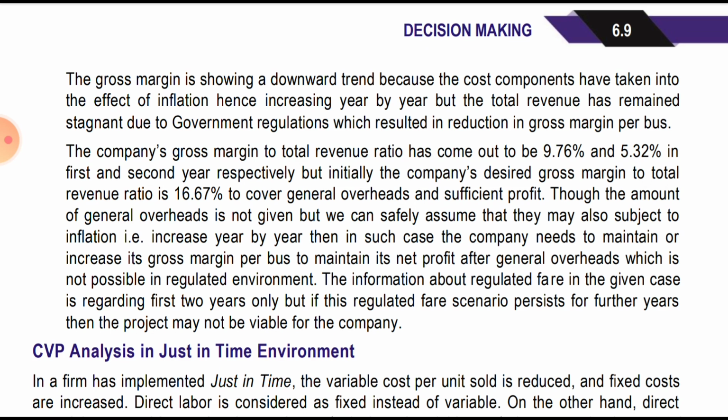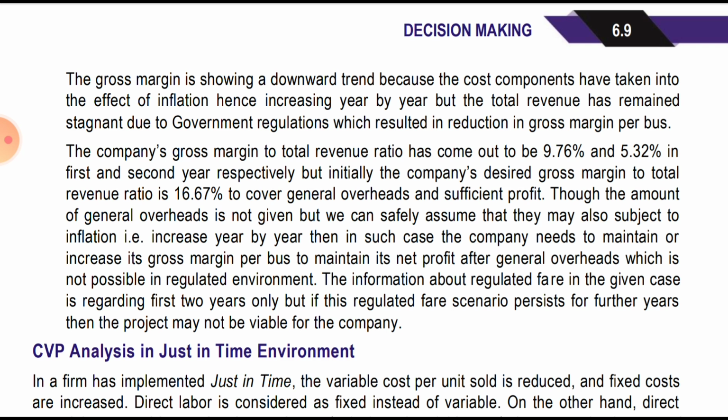The company's gross margin to total revenue ratio has come down to 9.76 and 5.32 in the first and the second year respectively. So it has reduced from 16%, but the initial company desired margin to the total revenue was 16.67, as we had seen in the earlier first calculation, to cover the general overheads and sufficient profit. Though the amount of the general overhead is not given, we can safely assume that they may also be subject to inflation, that is, increasing year by year.